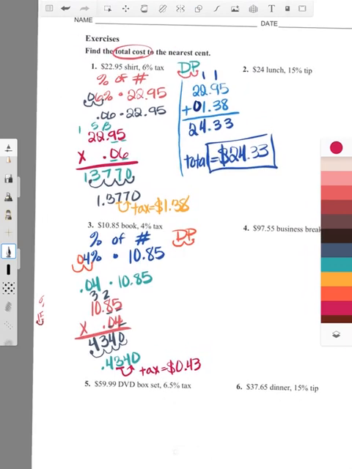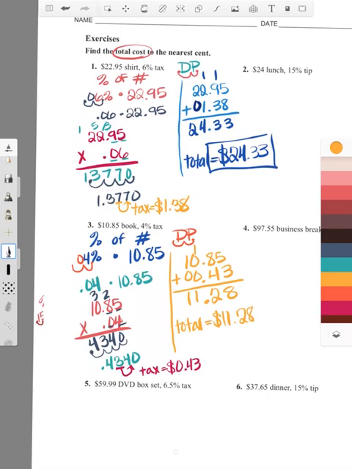But we want to know the total. So we are going to add $10.85 to 43 cents. And that leaves us with a total of $11.28.